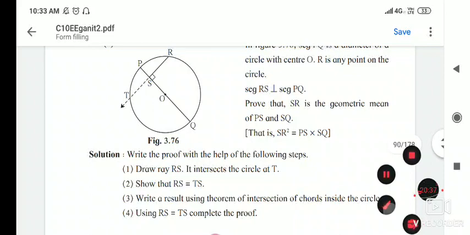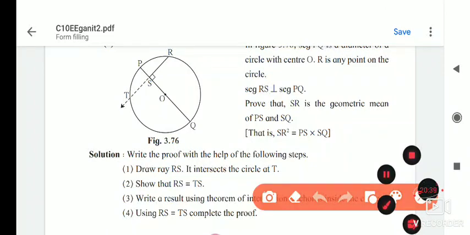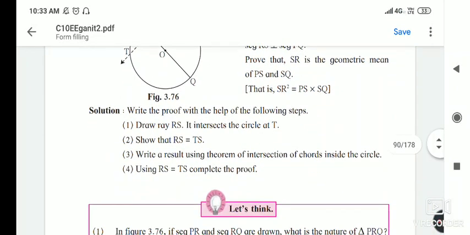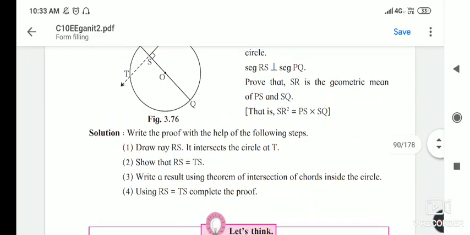And for that, what do we have to use? These steps: draw ray RS. We have to draw the ray RS. Here it is drawn already. RT is the ray, which intersects at point T. So we have to show that RS is equal to TS. If you show that RS is equal to TS, then what happens? Next, write the result of the theorem of intersection of chords inside the circle.